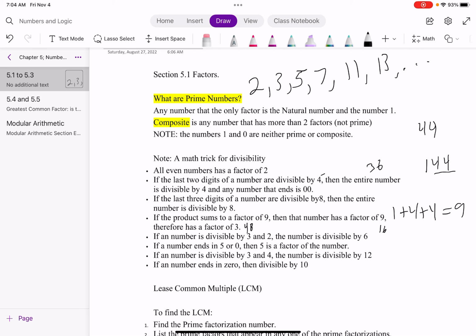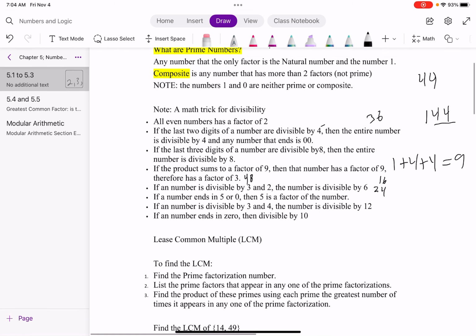If 3 and 2 can go into it, then 6 can go into it, so that means 6 can also go into 144, which is 24. And if 3 and 4 can go into it, then 12 can go into it. So 144 divided by 12 is 12. So those are some interesting ways that you can check. And there's others. These are the common ones. And in some of your readings, you'll see the other ways and then in the homework. If it ends in 0, 10 can go into it. If it ends in 5 or 0, 5 can go into it.